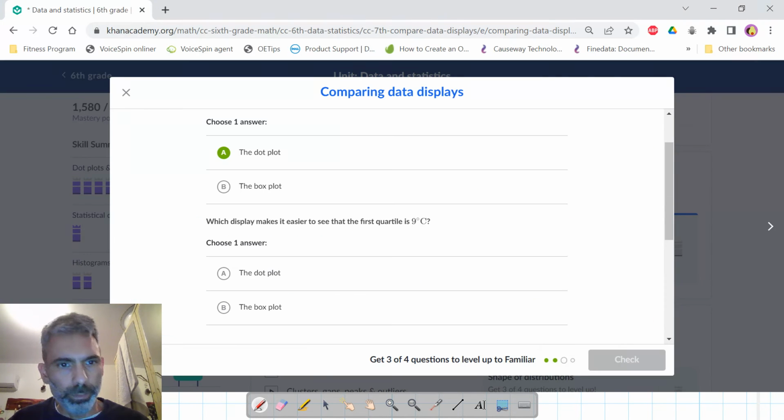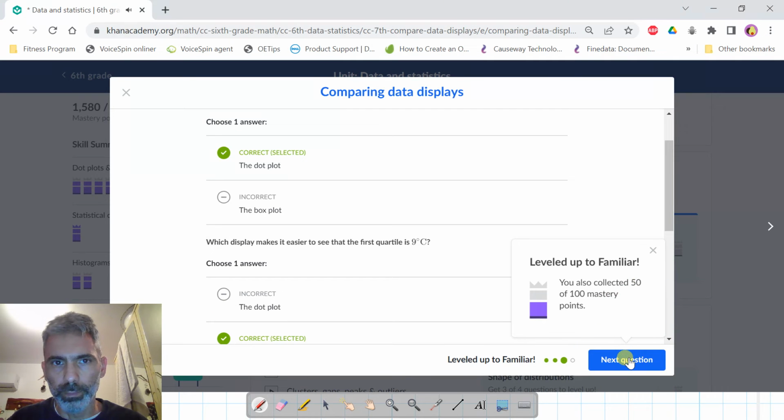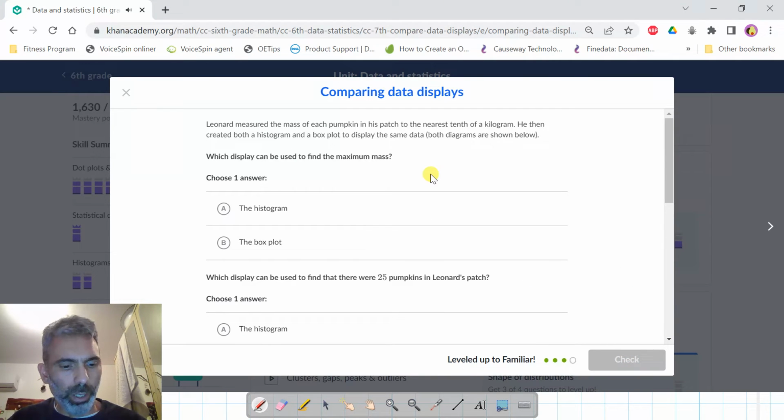Okay, so which display makes it easier to say that the first quartile is 9 degrees Celsius? The box plot, sorry. Okay.